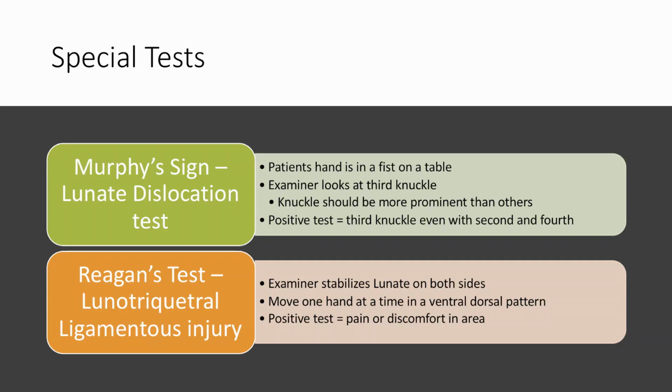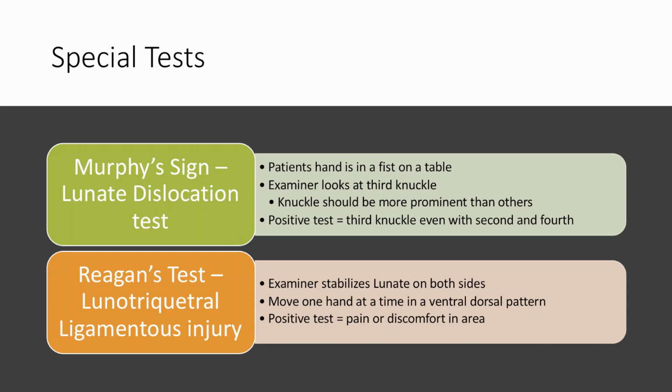There are 2 different special tests that I'm going to talk about, one for lunate dislocations and one for lunotriquetral ligamentous injuries. Starting with the Murphy's sign, it is a test where the patient's hand is in a fist on the table. You're looking at the patient's 3rd knuckle, because that knuckle on most people should be more prominent than the others. A positive Murphy's sign is if the 3rd knuckle is even with the 2nd and 4th knuckles. That is the test for the lunate dislocation.